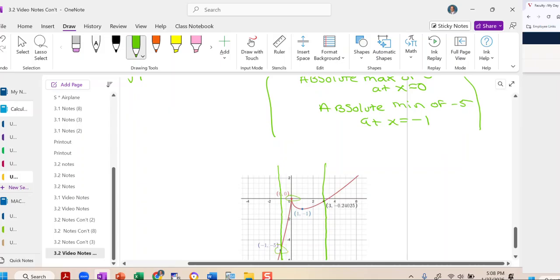So that makes sense. Now, on a test or quiz, you won't have the graph, but you could always graph it on your calculator if you wanted to check.